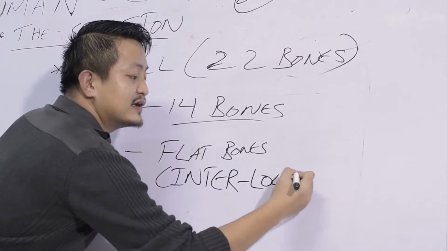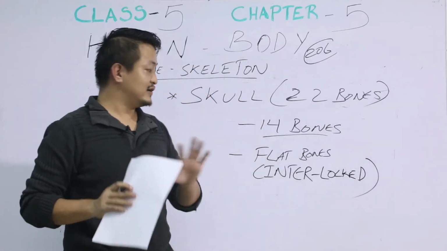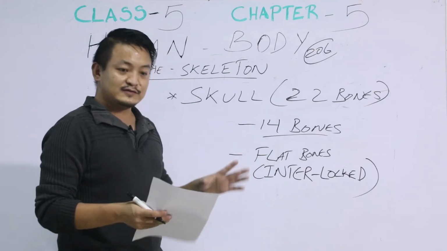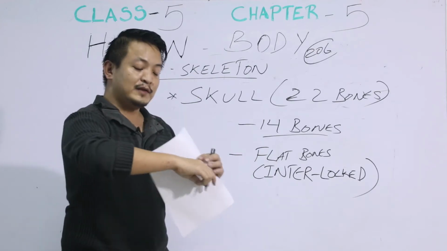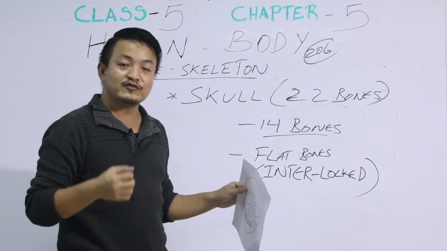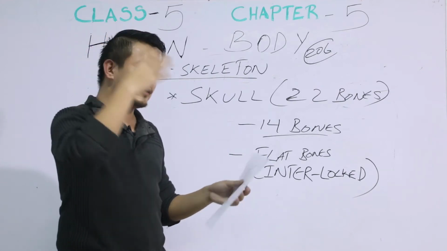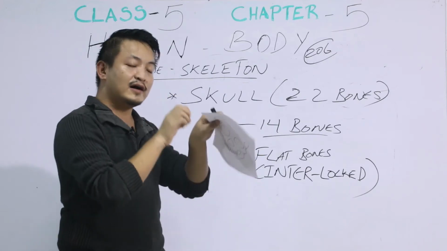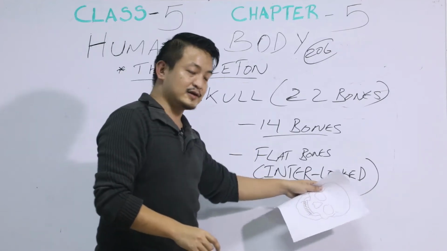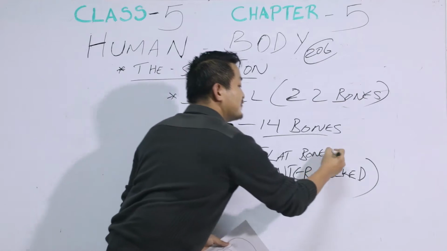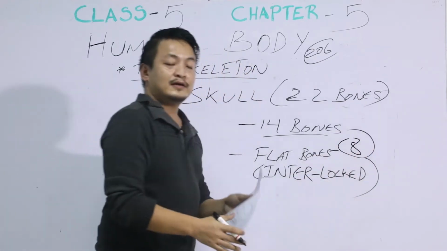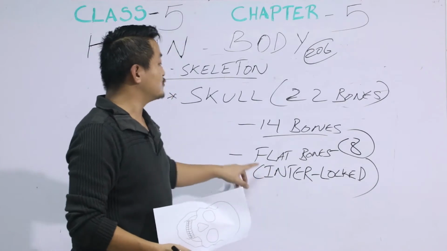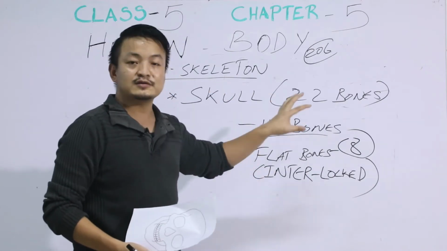When I say interlock, that means it is not movable, immovable, okay? See, our elbow or our feet we can move, but the bones in our head are not movable, right? They are interlocked. Clear? So in the human skull, we have 8 flat bones that are interlocked, and then we have 14 facial bones.